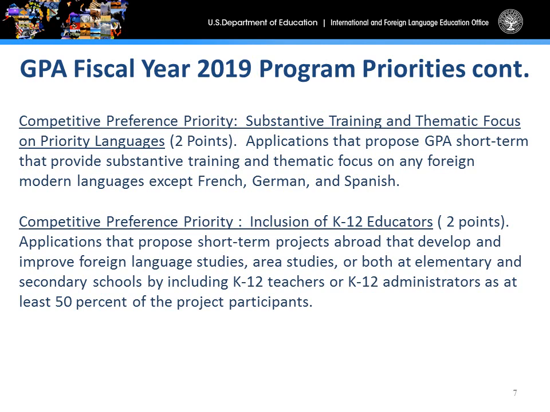GPA short-term applicants can earn 2 additional points if they propose projects that provide substantive training and thematic focus on any foreign modern languages except French, German, and Spanish. Lastly, GPA short-term applicants can earn 2 additional priority points for focusing on projects that develop and improve foreign language studies, area studies, or both at elementary and secondary schools by including K through 12 teachers or K through 12 administrators as at least 50% of the project participants.